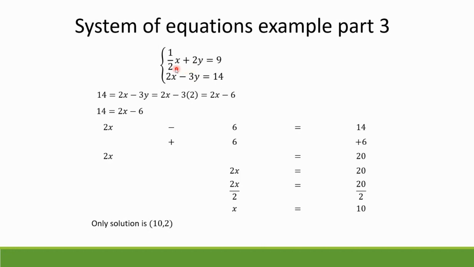I could have done that with the first equation, except we have a fraction here. It's a little bit easier, at least I think so, to work with the second in that case. So we replace y with 2, which is what we got, and we get 14 is 2x minus 3y, second equation, which is 2x minus 3 times 2, which is 2x minus 6.